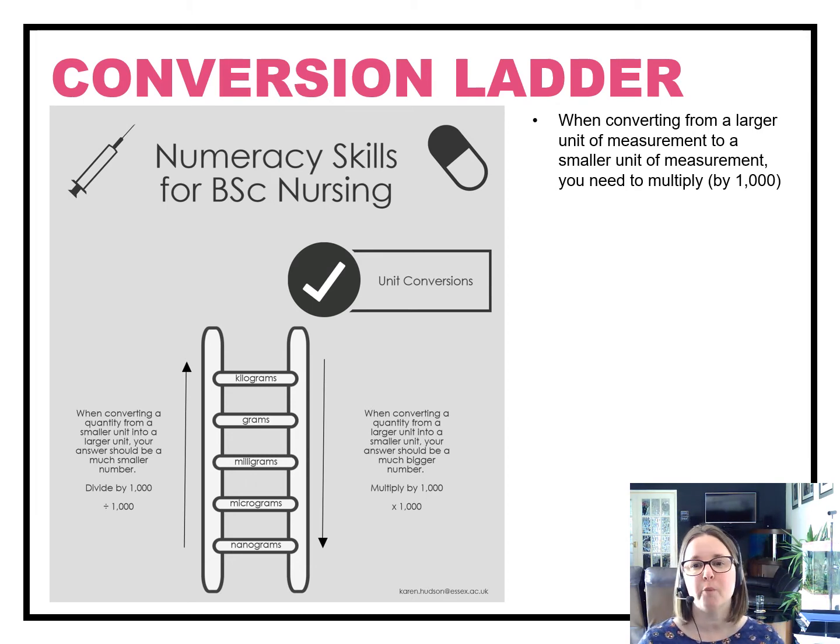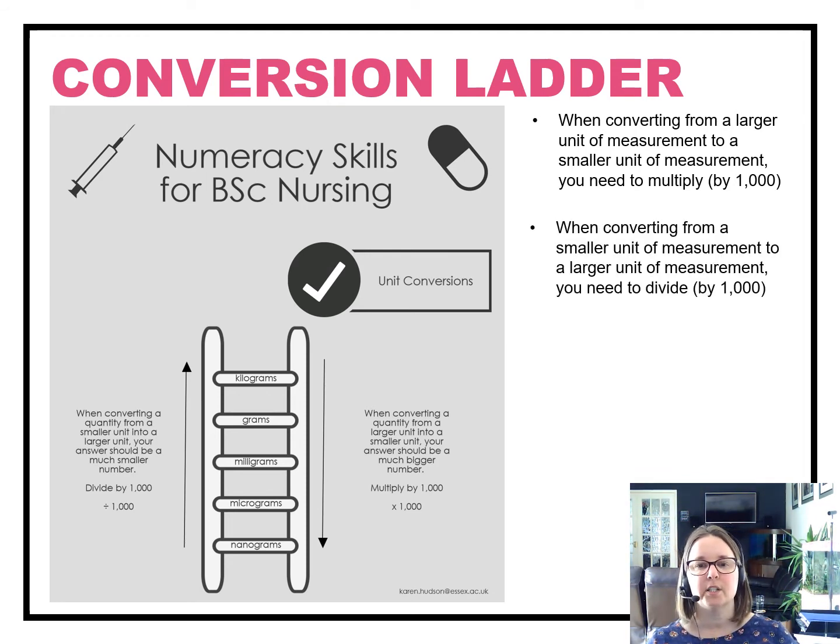When converting from a larger unit of measurement to a smaller unit of measurement, you need to multiply. And that makes perfect sense because you need to end up with a much bigger number. If we're converting milligrams to micrograms, the number that we need to end up with needs to be 1,000 times bigger than the number that we started with, so we must have to multiply.